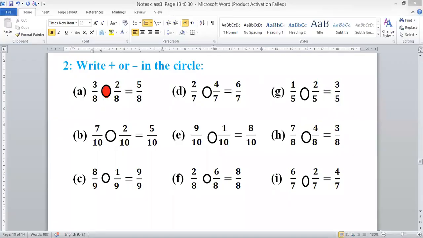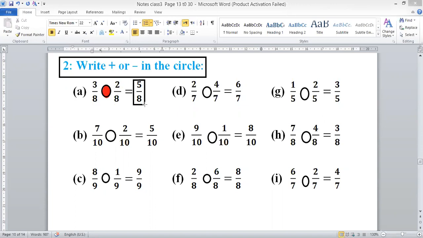Now in question 2, write plus or minus in the circle. 3 over 8 circle 2 over 8, that is equal to 5 over 8. So you have to put here plus or minus. You are just focusing on this fraction, and if this is the sum of these two, you will put plus, otherwise minus.